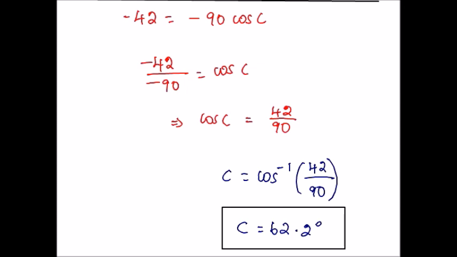Hope you are clear with this example. This is how we apply the law of cosine when three sides of a triangle are given and you are asked to find the angle C. In the same way you can also find the other two angles. You just have to change the formula slightly.